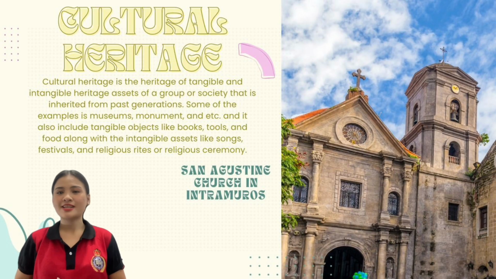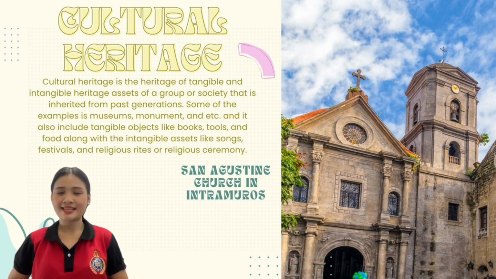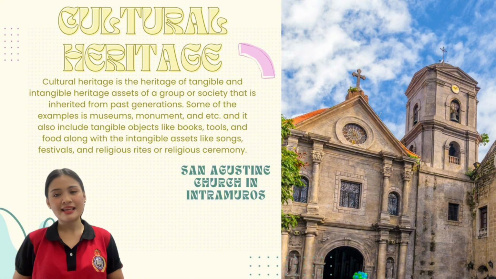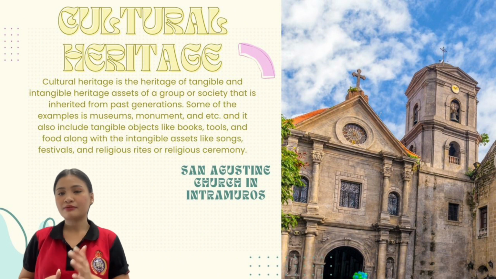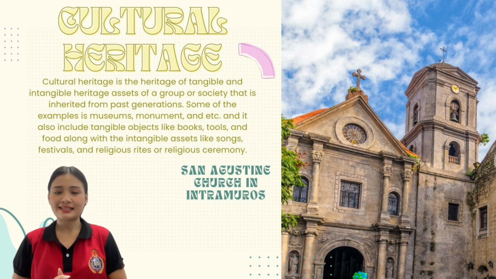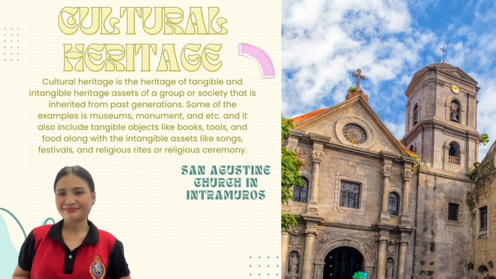Cultural heritage is the tangible and intangible heritage assets of a group or society that is inherited from past generations. Some examples are museums, monuments, and so on. It also includes tangible objects like books, tools, and food, along with intangible assets like songs, festivals, and religious rites or religious ceremonies.